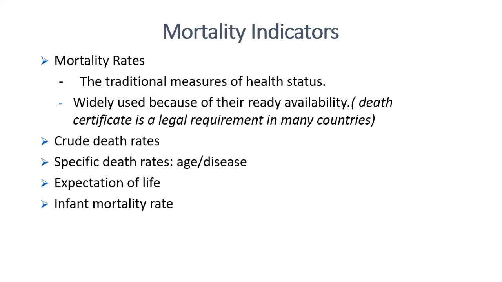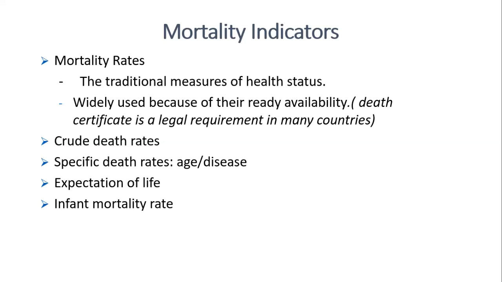So through death certificates, you will come to know death rates. These can be crude death rate, specific death rate, age-wise, disease-wise. This will help you in calculation of expectation of life, infant mortality, under-5 mortality. There are multiple types of mortality.